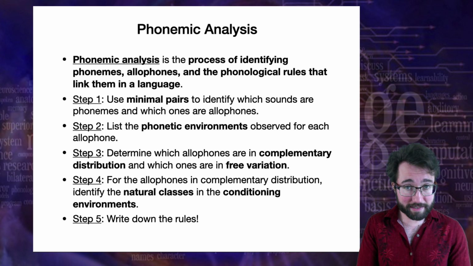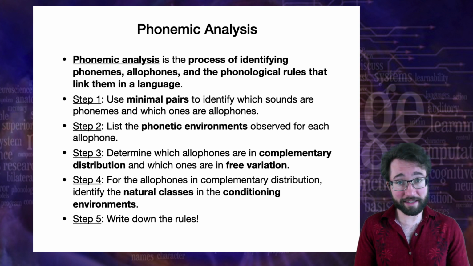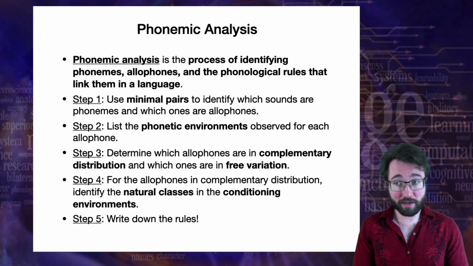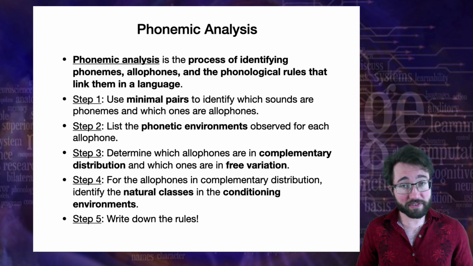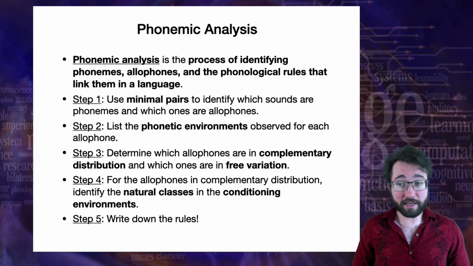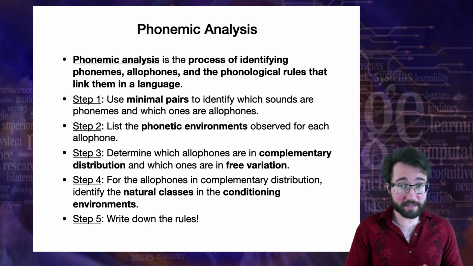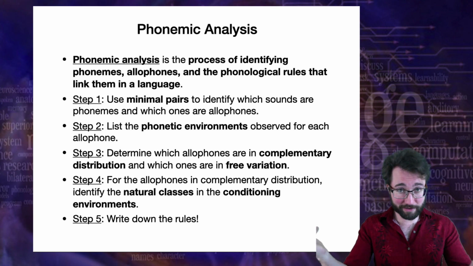So, to summarize, phonemic analysis is the process of identifying phonemes, allophones, and the phonological rules that link them together in a language. Step 1, you use minimal pairs to identify which sounds are phonemes and which ones are allophones. Step 2, you list the phonetic environments observed for each allophone. Step 3, you determine which allophones are in complementary distribution and which are in free variation. Step 4, for those allophones that are in complementary distribution, you identify the natural classes that comprise the conditioning environments. Step 5, write down the rules. Now you know phonemic analysis.